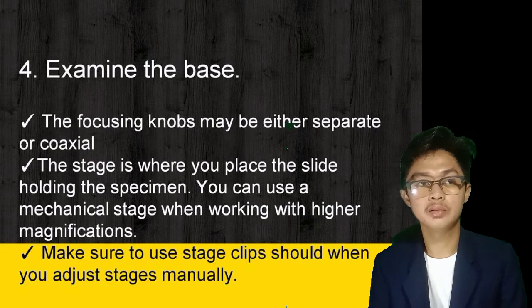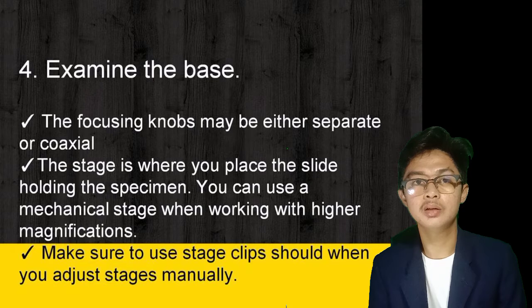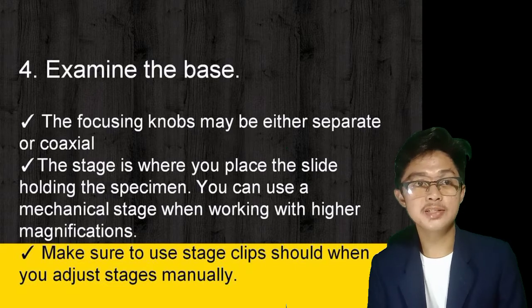The focusing knobs may be either separate or coaxial, meaning the coarse focusing knob is on the same axis as the fine focusing knob. The stage is where you place the slide holding the specimen. You can use a mechanical stage when working with higher magnifications. Make sure to use stage clips when you adjust stages manually.